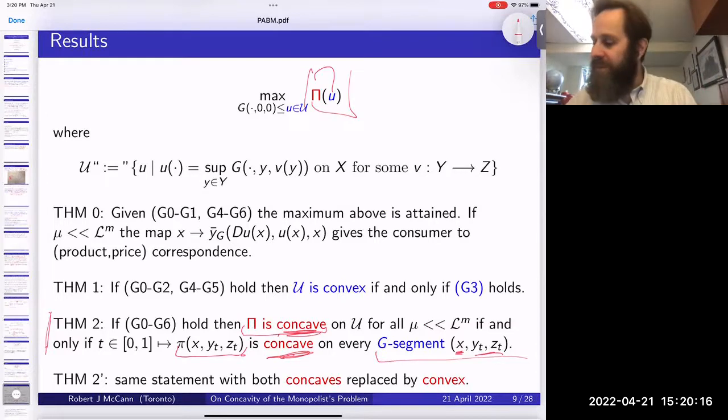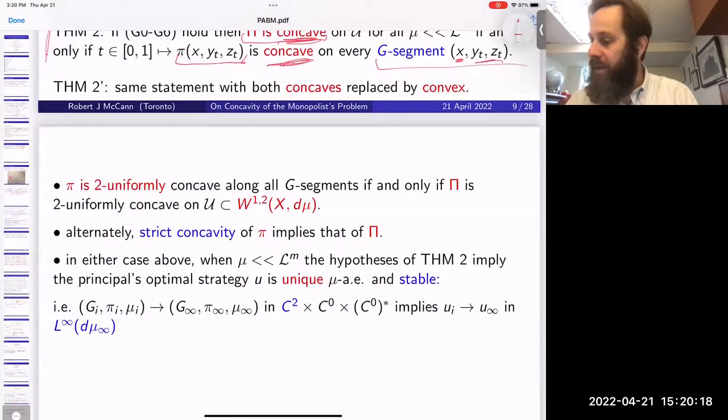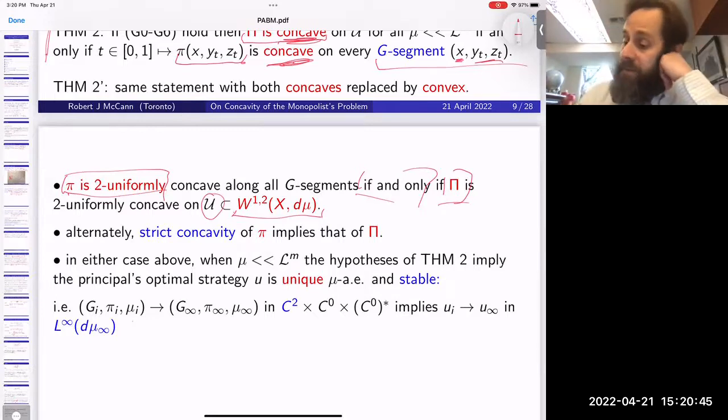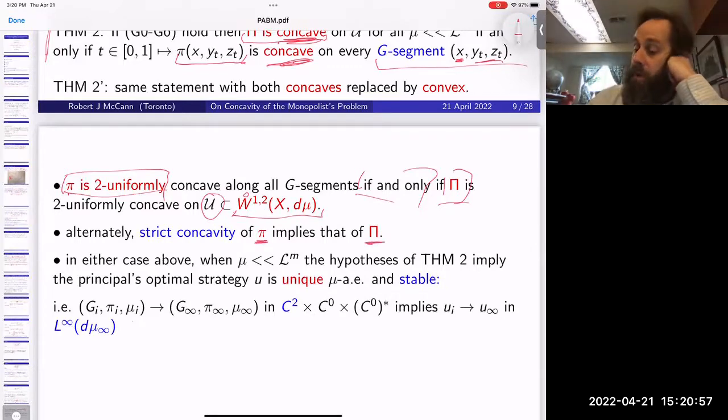If you want to improve this concavity to strict concavity, then you need to assume some kind of uniform concavity of pi, and then you get a necessary and sufficient condition for uniform concavity of its average over the different consumer types. For the uniform convexity, you want to use a Sobolev norm to measure the distance between direct utilities. I guess this is a homogeneous Sobolev norm. And if you just want a one-way implication, then strict concavity of this along G segments implies strict concavity of the capital pi among U.